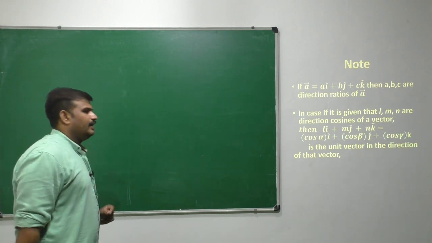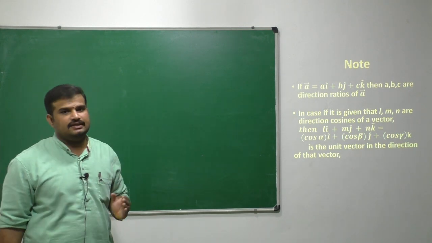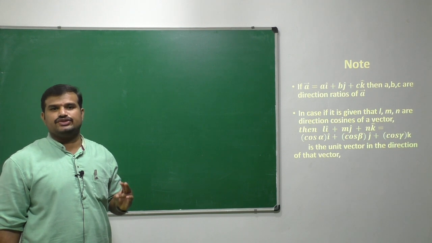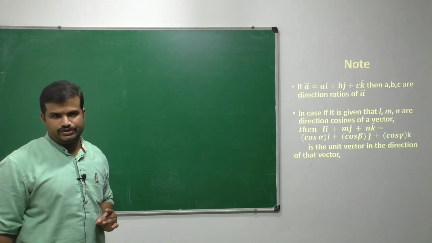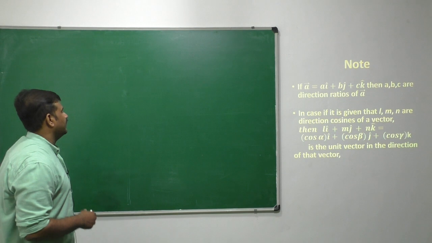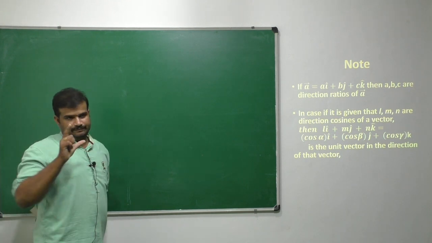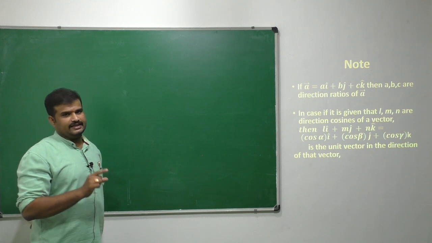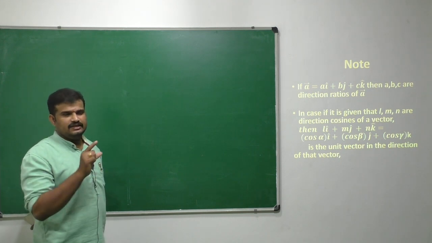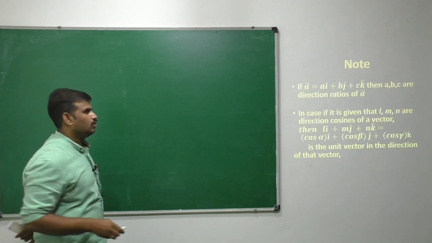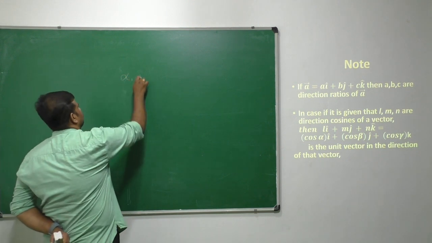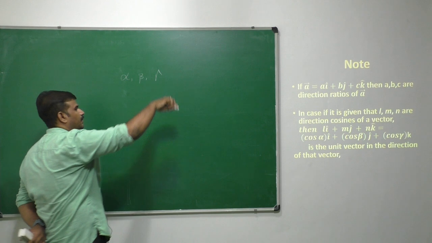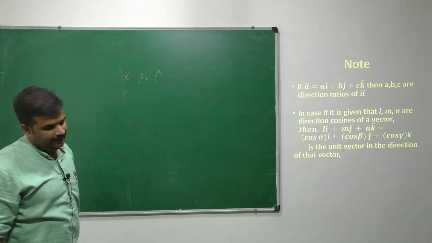So first, what are direction ratios? In previous classes we already discussed direction angles, direction cosines and direction ratios. What are direction angles? The position vector makes angles with the x-axis, y-axis and z-axis. Those alpha, beta, gamma are called direction angles.